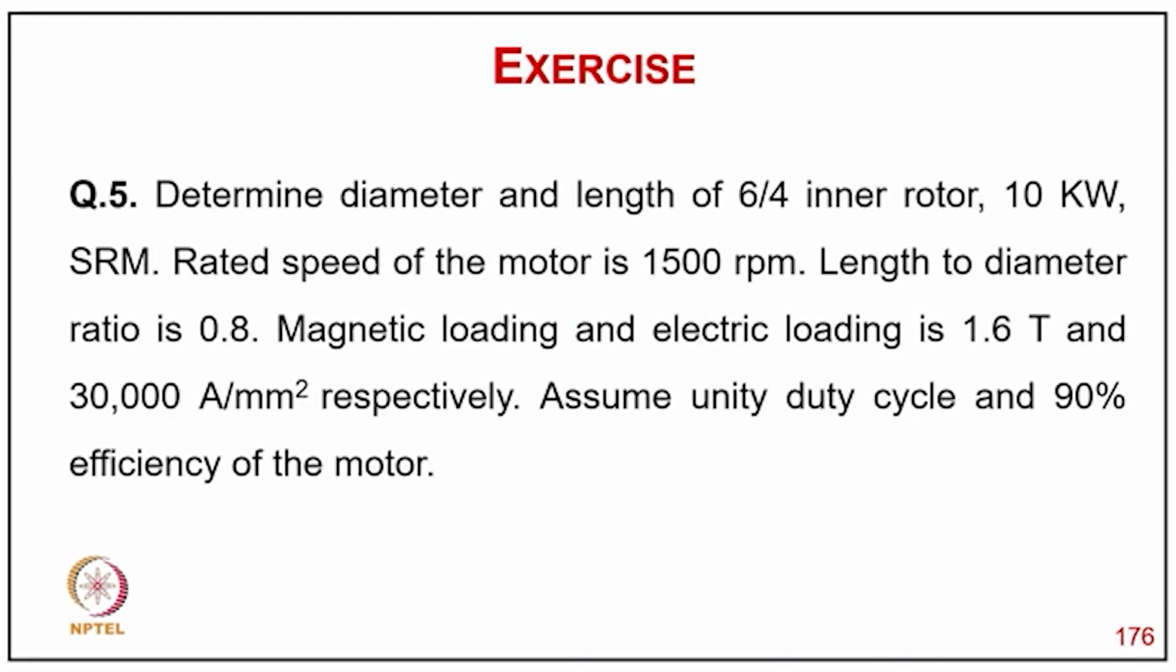Now coming to question 5. Determine the diameter and length of a 6 by 4 SRM, 10 kilowatt, rated speed of the motor is 1500, length to diameter ratio is 1.8, magnetic loading and electrical loading are 1.6 and 30,000 ampere per meter. Assume unity duty cycle and 90% efficiency of the motor.